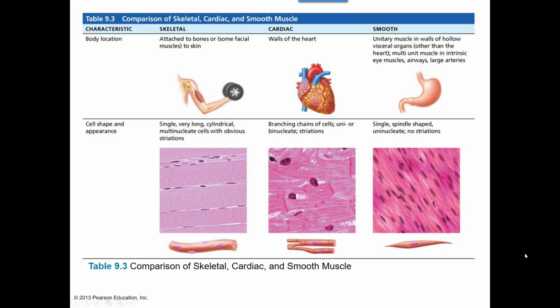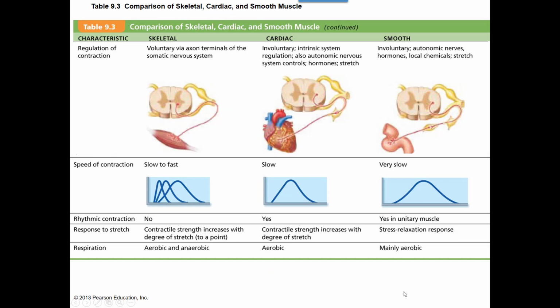Smooth muscle, although they are long cells, they look like a cell that's been stretched out, only has one nucleus, and there are no stripes. There are no striations on smooth muscle. Now, a couple other little differences in your book. You can take a look at it in table 9.3.